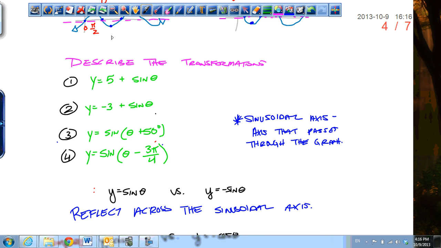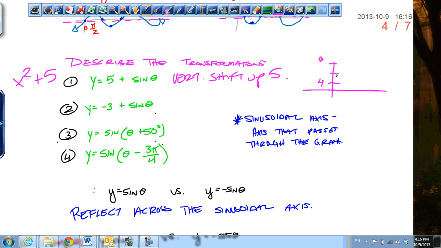Just like with any type of vertical shifting, the 5 is on the outside. So we would shift this whole graph, like x squared, up 5. Same thing for this. So my transformation is a vertical shift up 5. If I want to graph that, my lowest value for sine, instead of being down here at -1, if I add 5 to that, is going to be at 4. My highest value, instead of being at 1, is going to be at 6. And my middle value, instead of being at 0, is going to be at 5. So that's where that 5 comes into play.